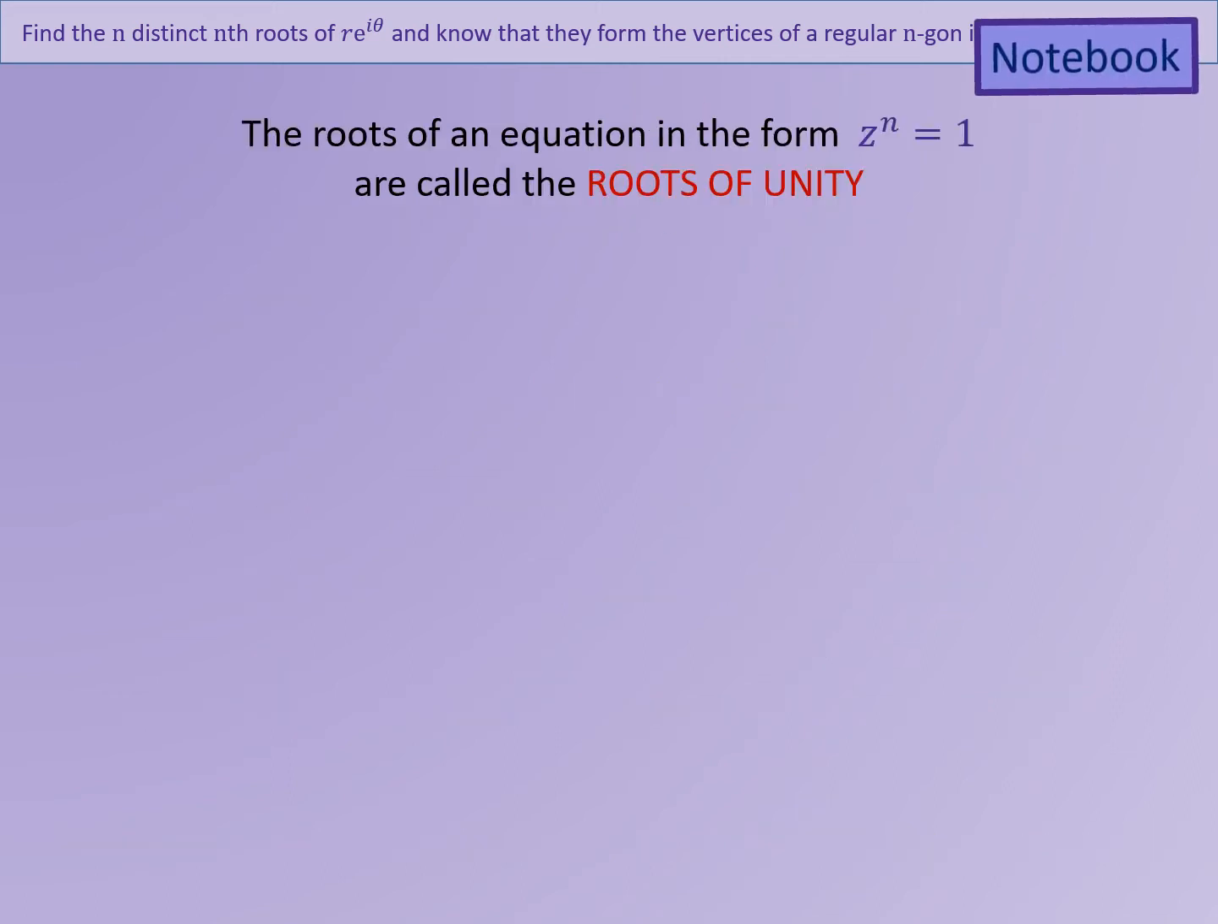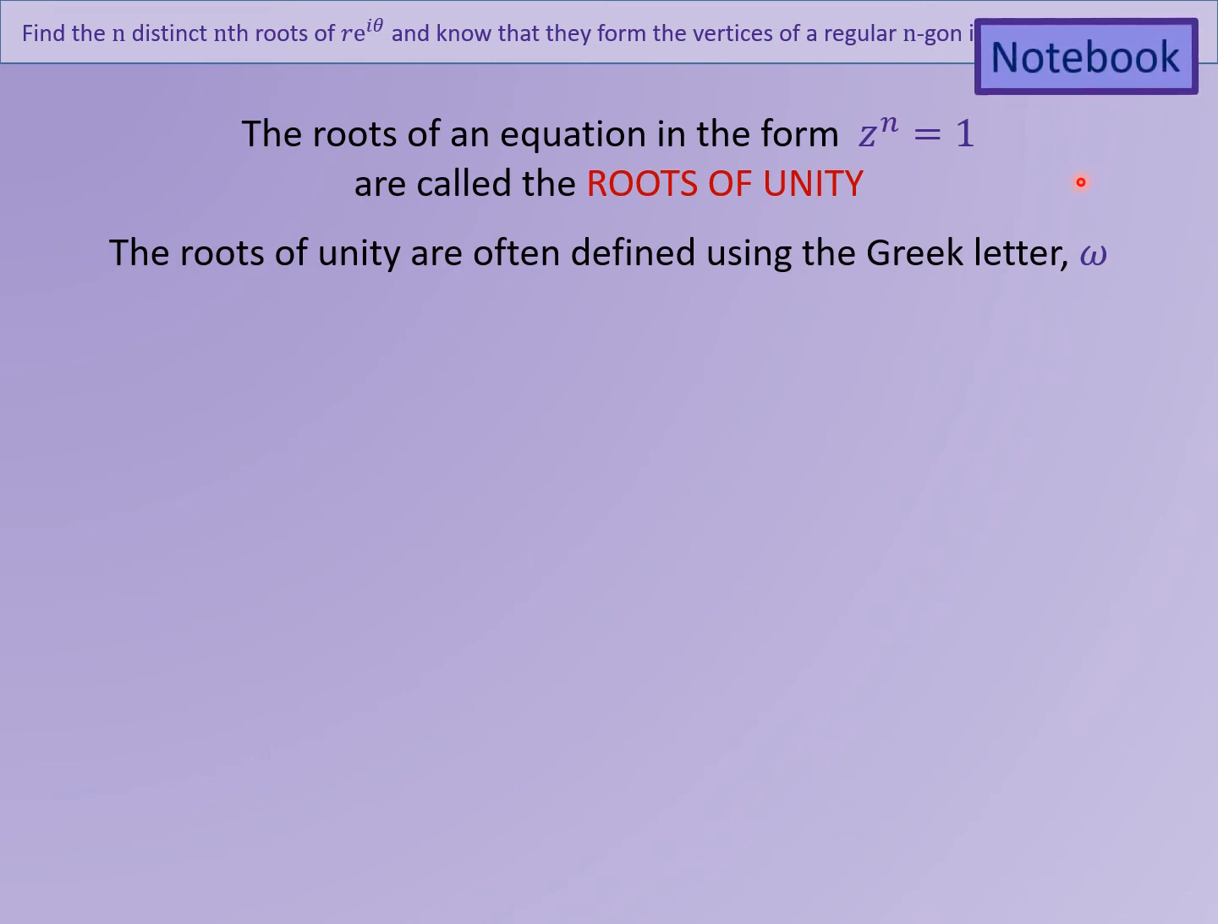Okay, so if you just grab your notebooks. The roots of the equation z to the power n equals 1. It's important we notice that it's equal to 1. Unlike the previous bits of work we did a little while ago, these ones seem more simple because they're only equal to the number 1. And they're called the roots of unity. The roots of z to the n equals 1 are always called the roots of unity.